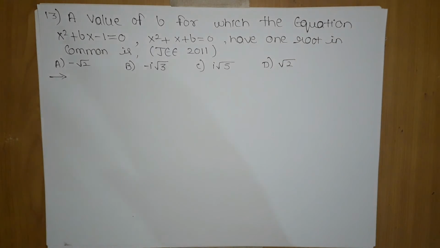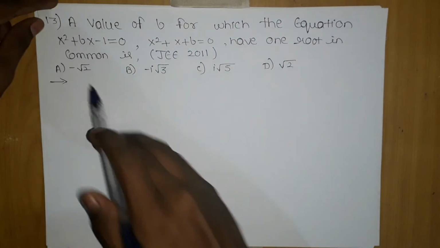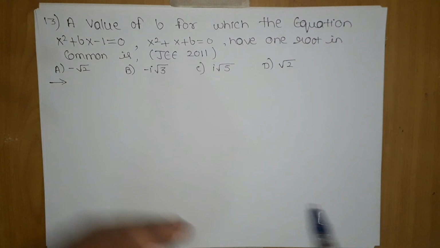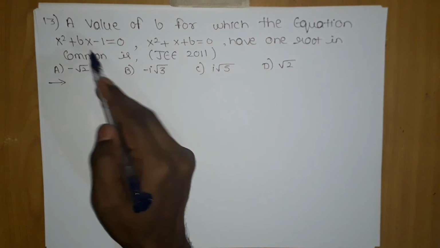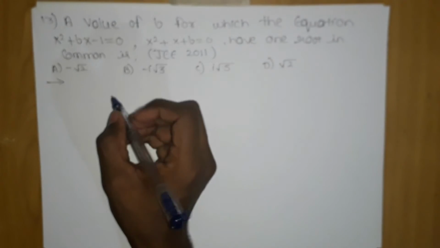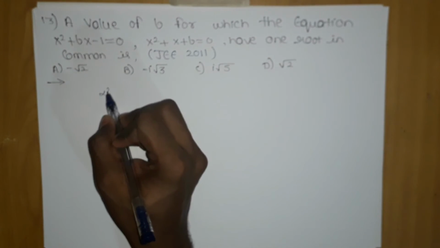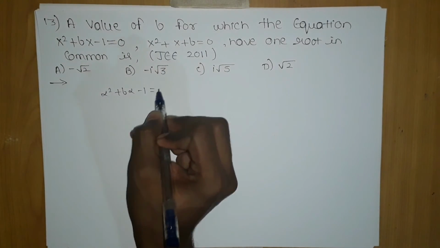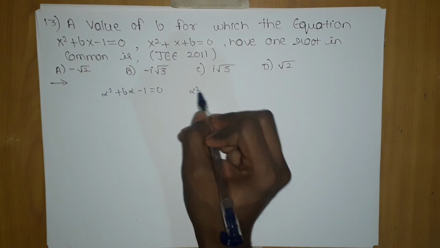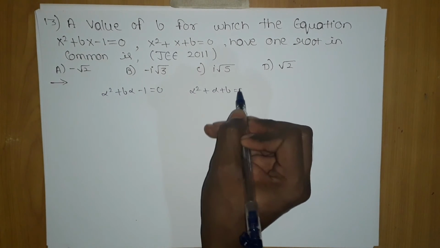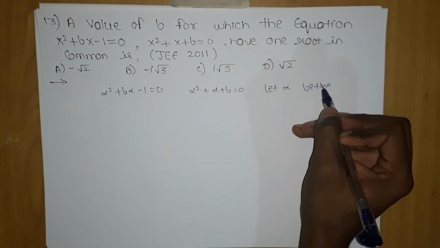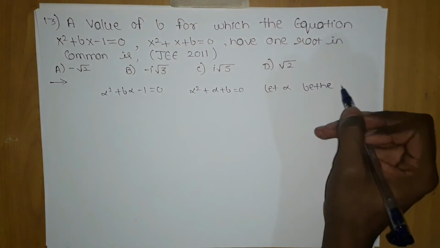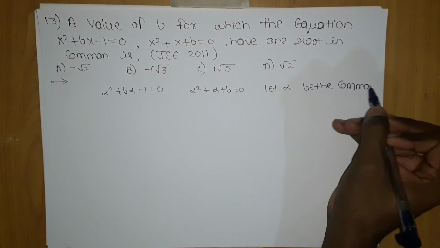It has one root common, and when you see its coefficient is 1, we can directly find it by subtracting the equations. Why should we apply the common root condition when we have such unknown terms? So we will just subtract. Let alpha be the common root: alpha square plus b alpha minus 1 equal to 0, and alpha square plus alpha plus b equal to 0.